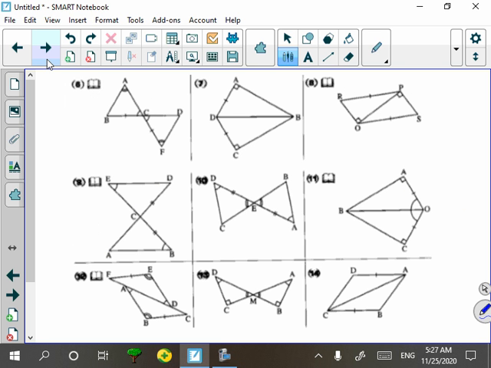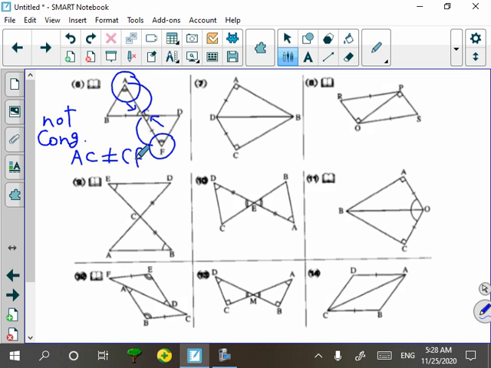Number 6, we can note that the measure of angle A equals the measure of angle F, and the measure of angle C equals the measure of angle C, the vertically opposite angles, but we note that AC is not equal to CF, then these two triangles are not congruent because AC is not equal to CF.